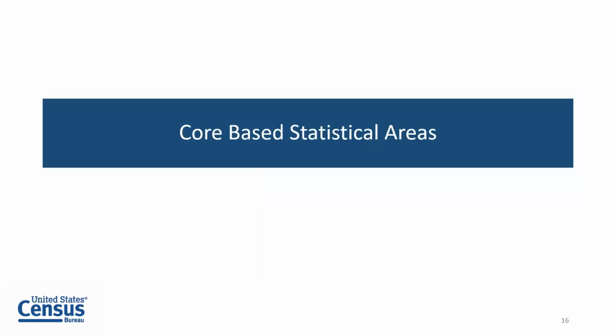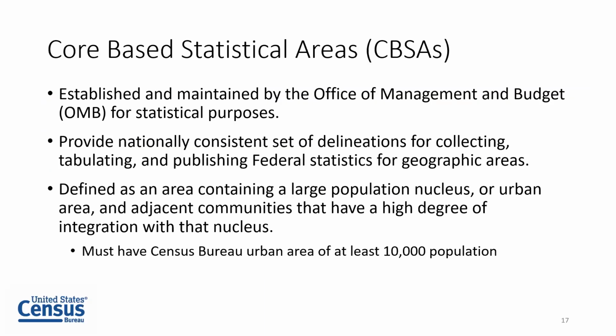So next, I'll discuss core-based statistical areas. Some important details about core-based statistical areas, or CBSAs. CBSAs are established and maintained by the Office of Management and Budget for statistical purposes, and they provide a nationally consistent set of delineations for collecting, tabulating, and publishing federal statistics for geographic areas. As a whole, they're defined as an area that contains a large population nucleus or urban area, and then adjacent communities that have a high degree of integration with that nucleus. To be a core-based statistical area, they must have a Census Bureau urban area of at least 10,000 in population.